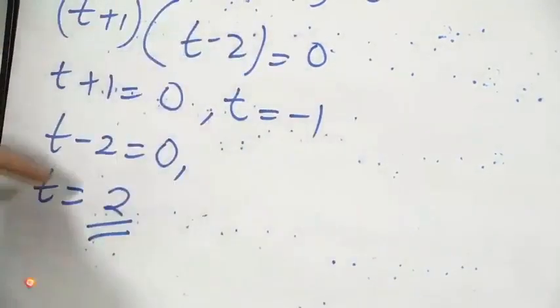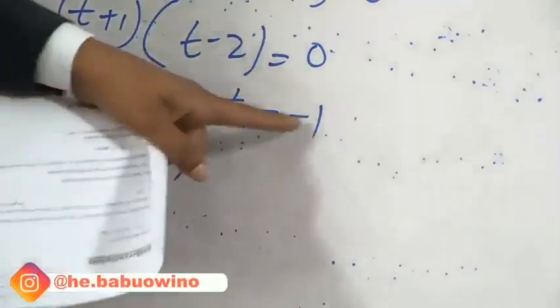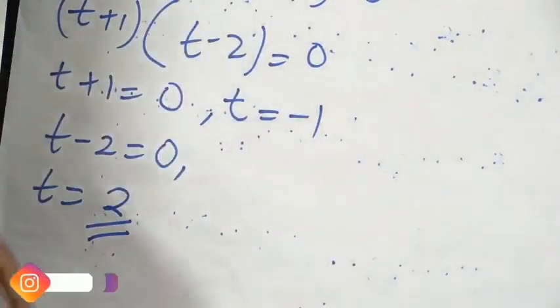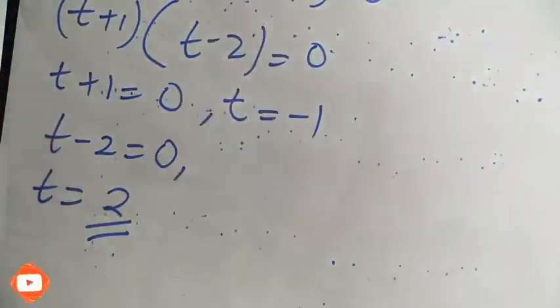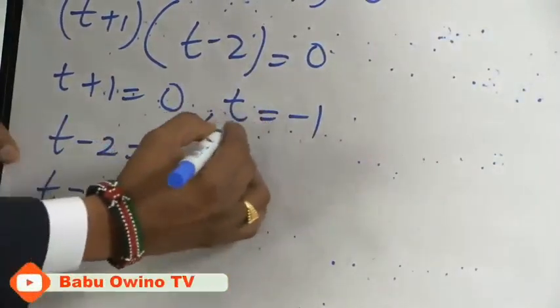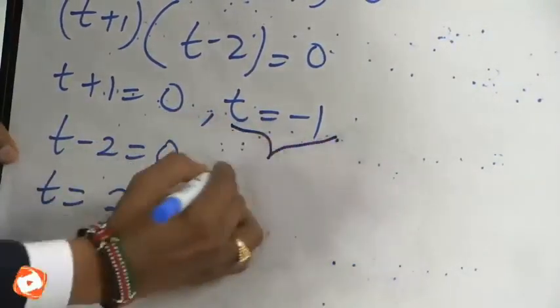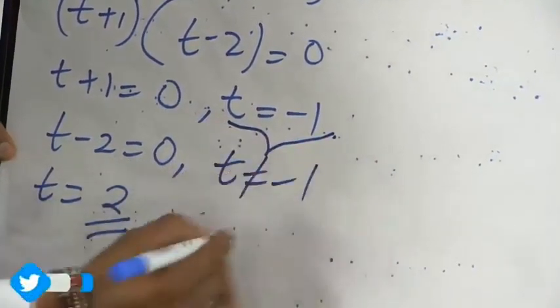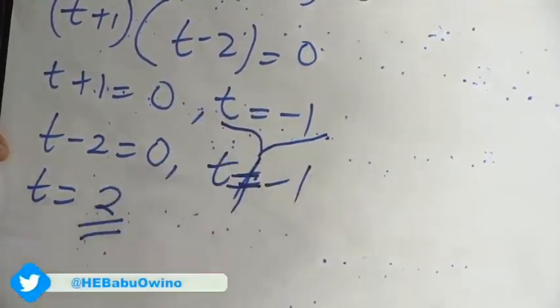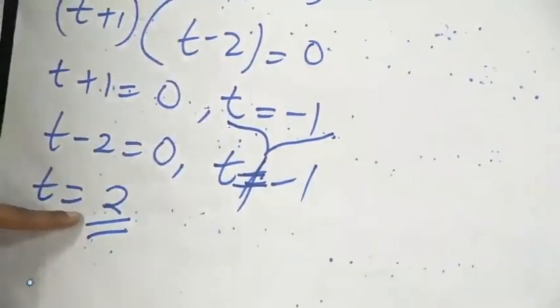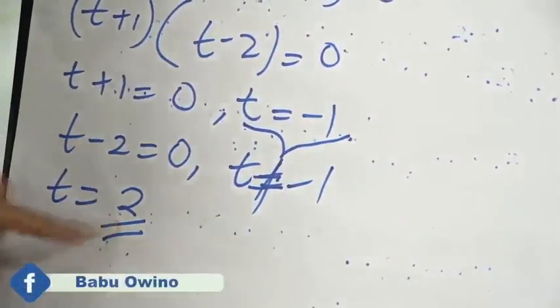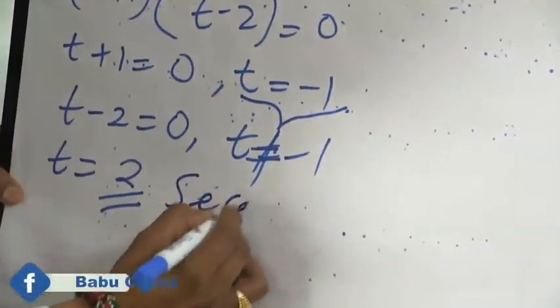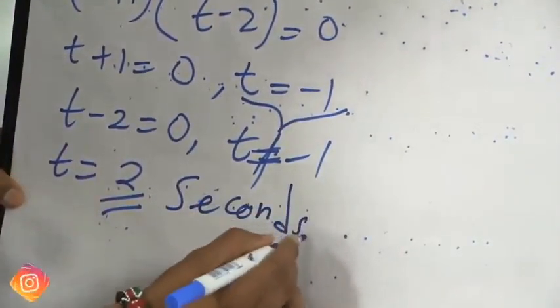Both are in seconds. But we can see one of the values is -1. So time cannot be negative. Therefore, this is not practical. So time cannot be equal to negative. So we go with the value of t equals 2, but you write the SI unit of time, which is seconds.